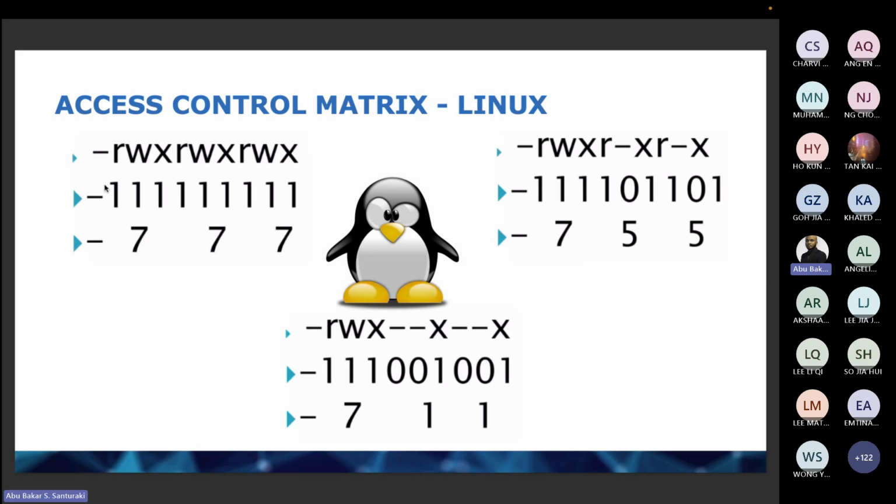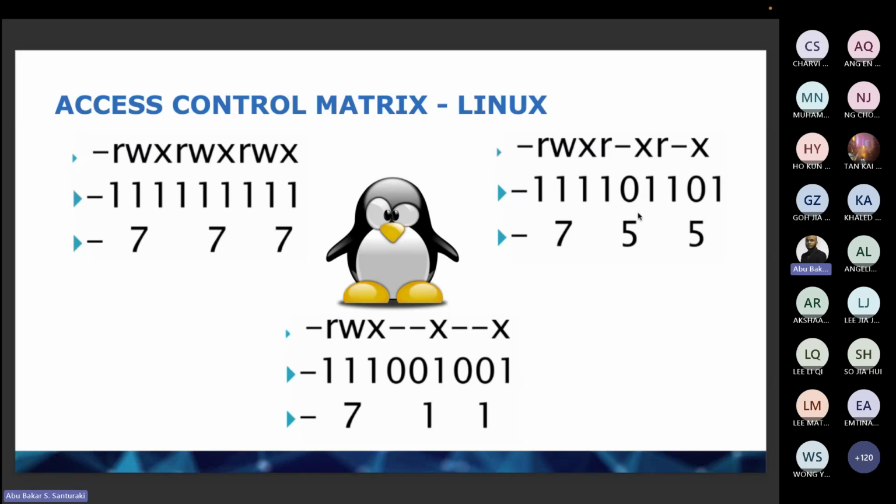To shorten it, it's written as a single value. So 111 is the first 3 digits. If you convert from binary to decimal, you get a 7. So 777 means everybody has read, write, and execute permission. 755 means the original user has all the privileges. They can read, they can write, they can execute. But for the others, they can only read and execute, they can't edit. So this is a program that you can read and you can execute, but you can't edit.